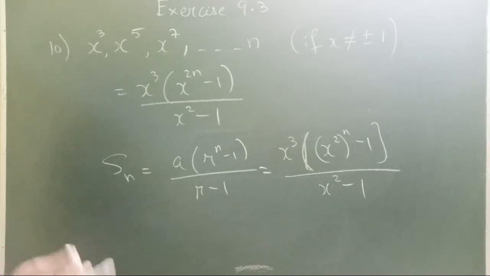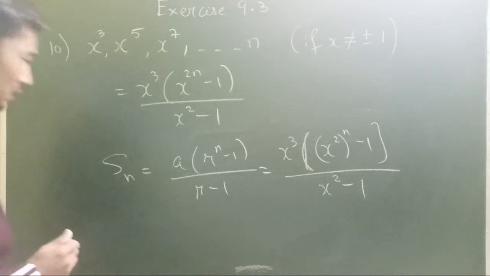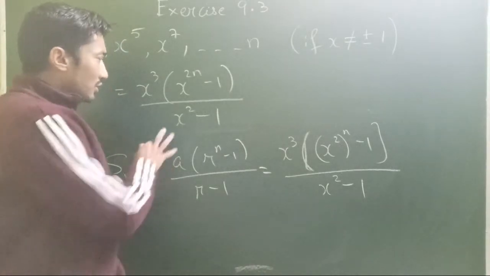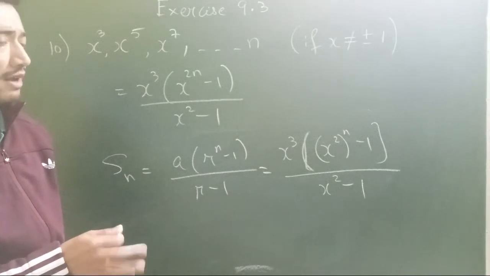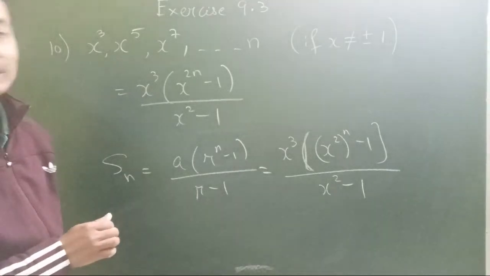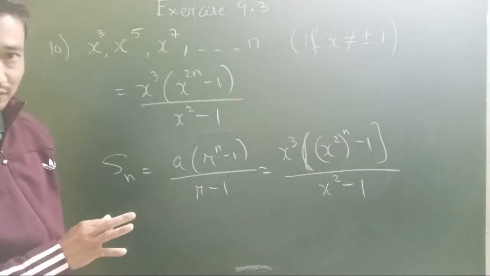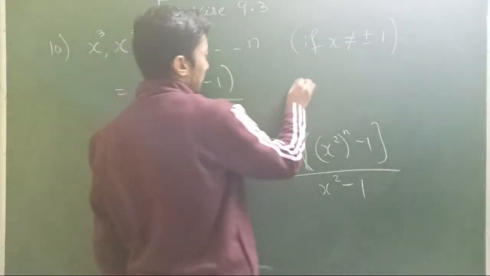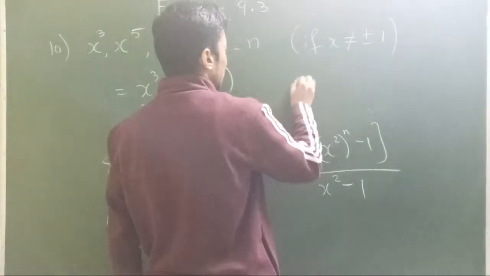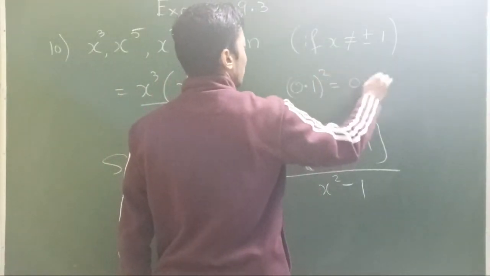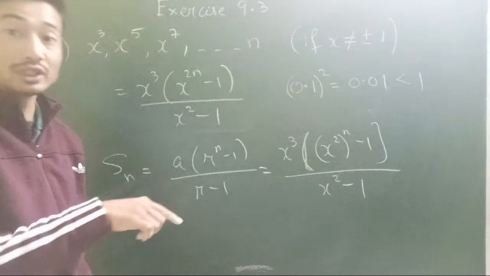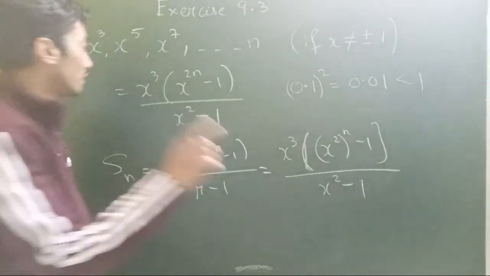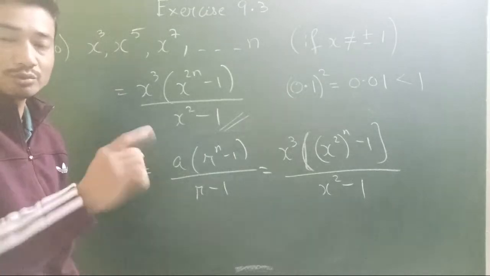x square is always positive no matter what the value of x is. But you can use this also, because x square can be greater than 1 or less than 1. It can be less than 1, because if x is 0.1, then 0.1 square is 0.01. So even if it's positive, it is less than 1. That is also a possibility, so don't worry, this is also correct. There are two possibilities here.